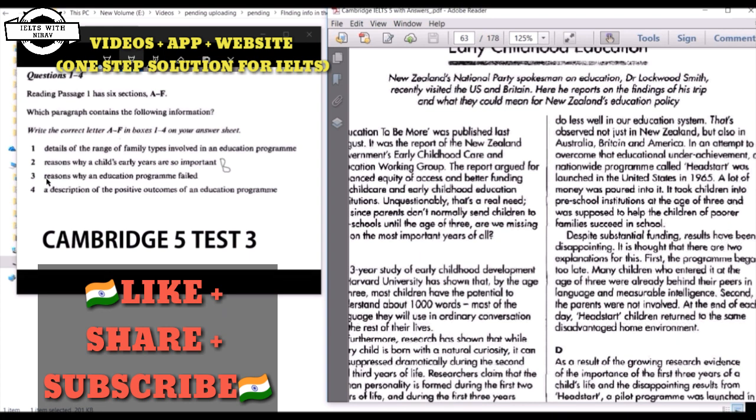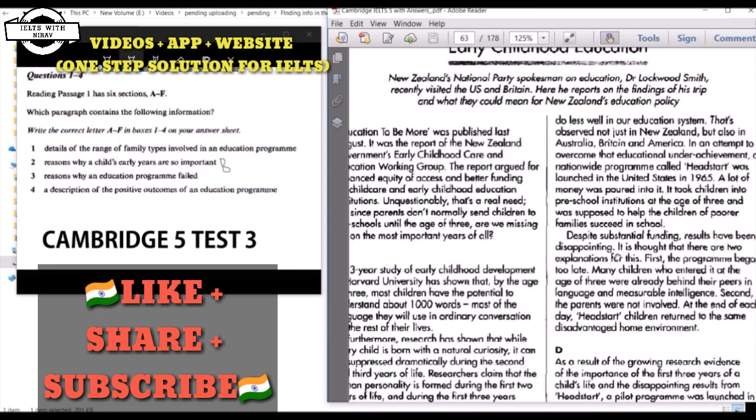So, reasons why an education program failed. I must read ahead. It is true that there are two explanations for this. First, the program began too late. Many children who entered it at the age of 3 were already behind their peers in language and measurable intelligence.